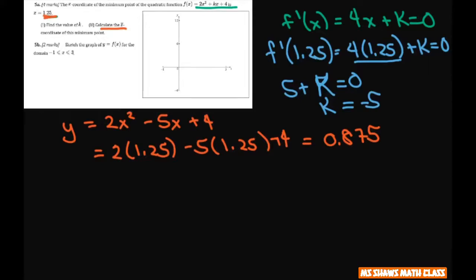All right. And then what do we have to do? B, we have to sketch a graph. And let's see how IB wants it. You need to know your y-intercept, which is when x is 0. When x is 0, and this was -5x, y is 4, because when you plug in the 0, everything else comes out. So let's put that there.